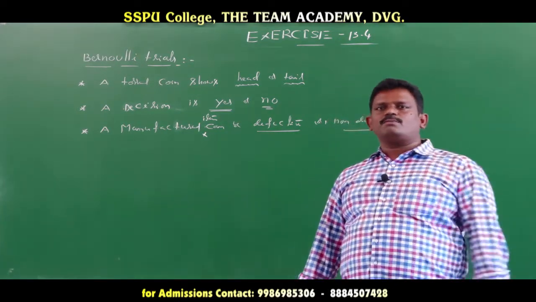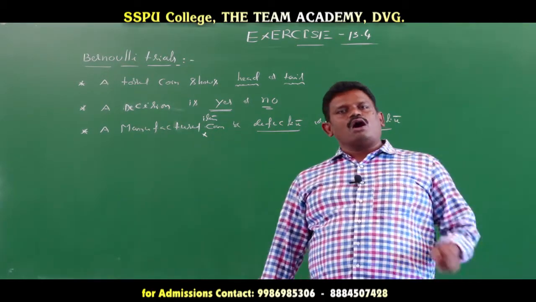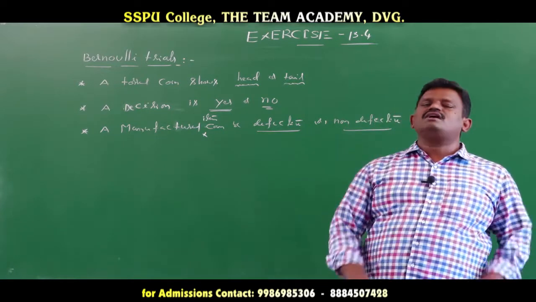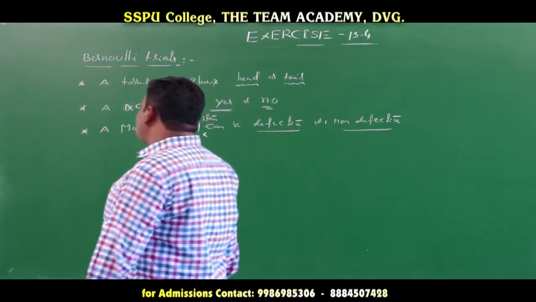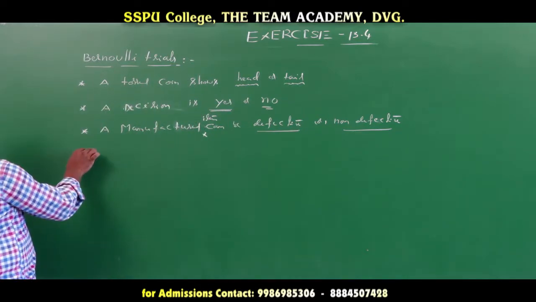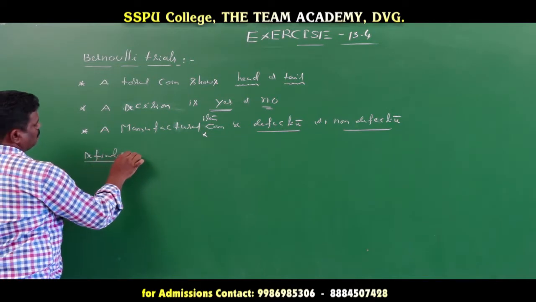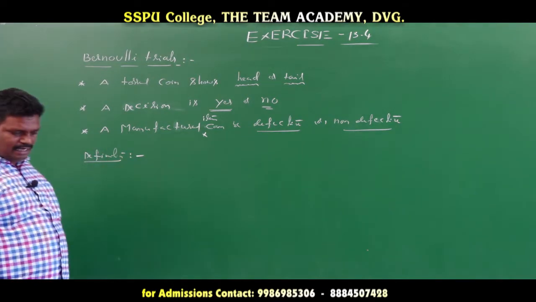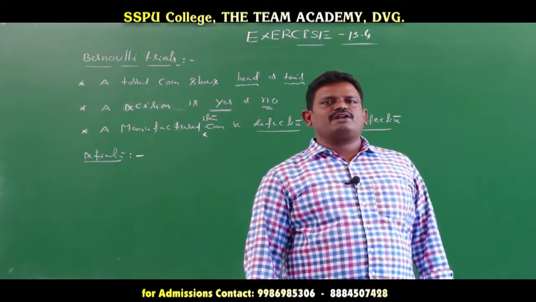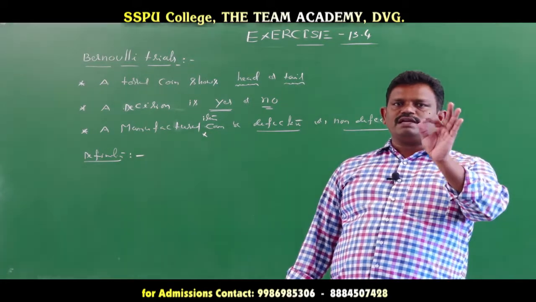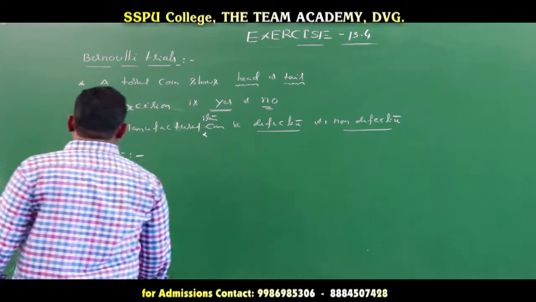So remember this point: for any trial we consider, the trial should have two outcomes. Out of the two outcomes, one is the success, the other one is the failure. Now let's define Bernoulli trials. So what are Bernoulli trials? Definition: the trials of a random experiment are called Bernoulli trials.